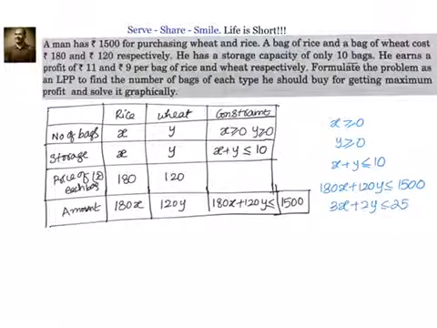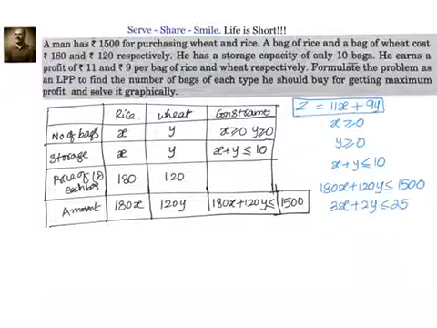Now what is our function to be optimized? That is Z. Z will be nothing but profit of 11 for each bag. That means from rice it will be 11X. Then from wheat it will be 9 into Y, 9Y. So we have to maximize our profit. So to get the maximum profit, what should be our X and Y values?